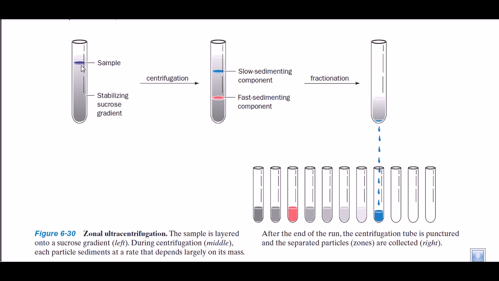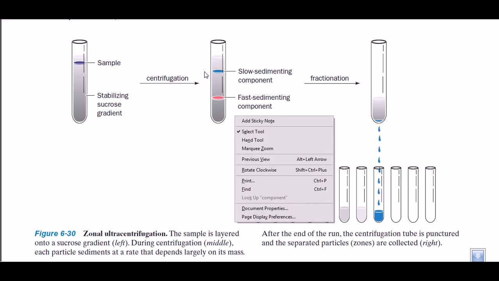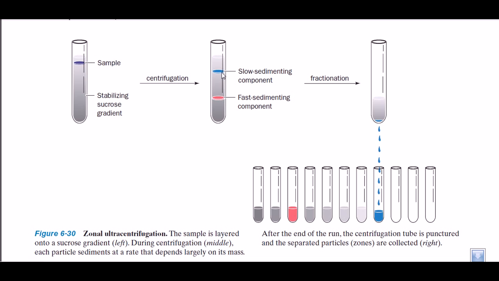If you have a sample mixture of this red and blue macromolecule in this representation, then those blue will prefer to be in the lower gradient, and the red prefer to be in the higher gradient. So the red will come to the bottom of the tube, and the blue will stay in the upper layer of the tube. That's how zonal centrifugation actually works. The sample is layered onto a sucrose gradient in this case.